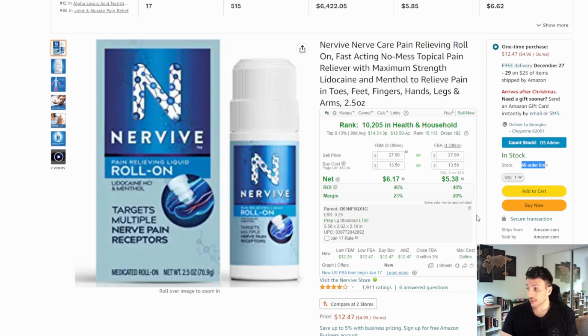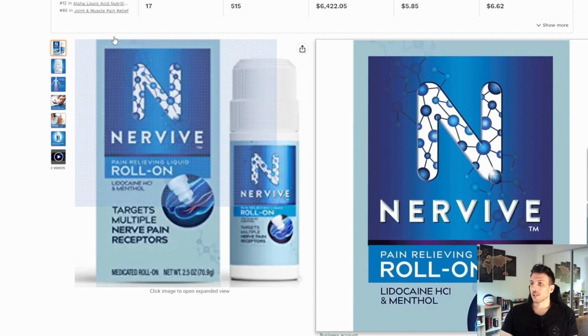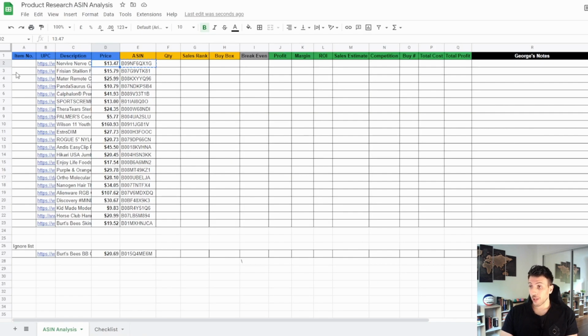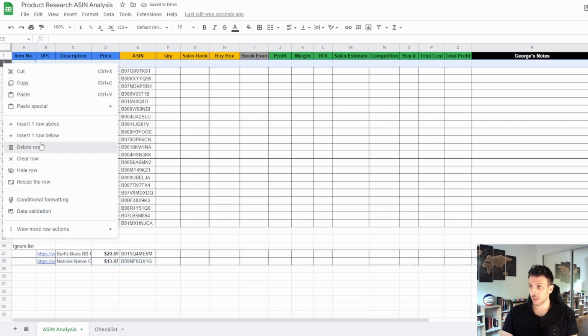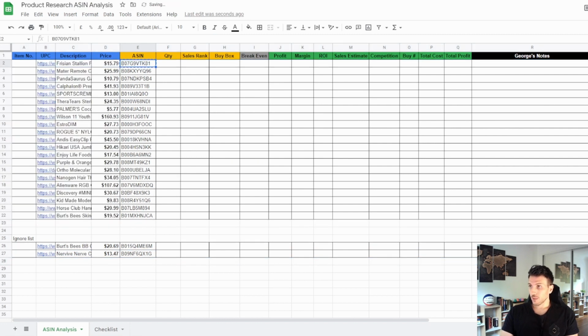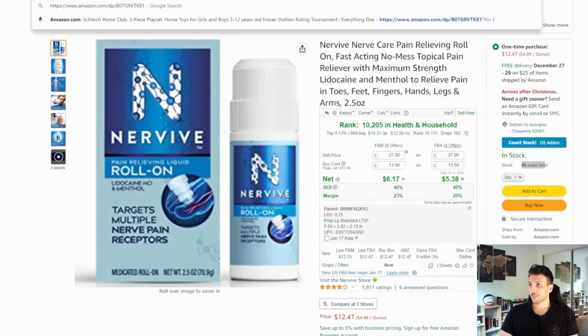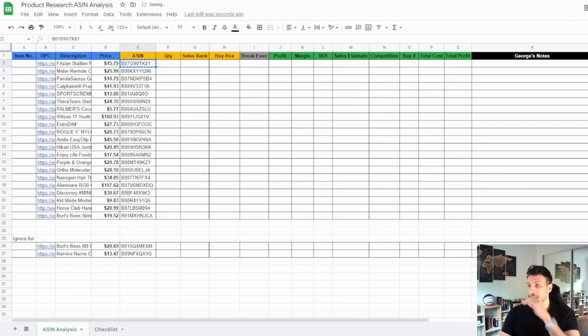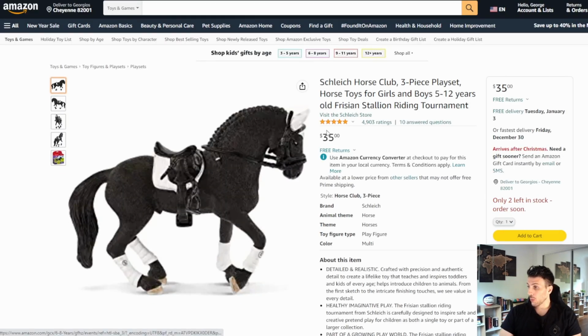Who knows how many units they actually have in stock? It could be 1,000. Could be more, but we can't know that given they've put the limiter on it. So this is going to have to go to our ignore list as well. So we're just ignoring this one here as well. And let's move on to the next one. Copying this ASIN in here. Okay, so our source price is $15.79 for this next one. It's a little horsey.